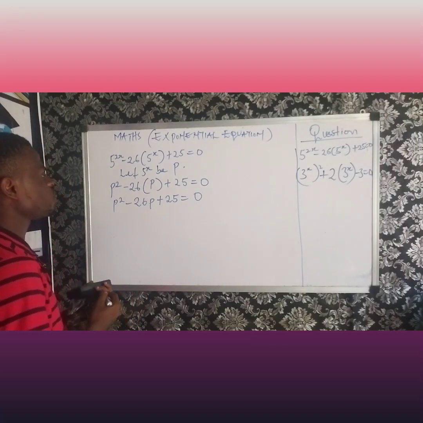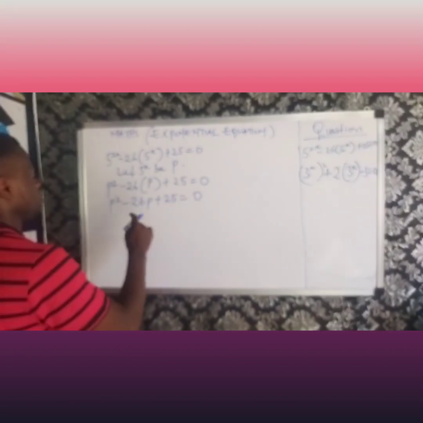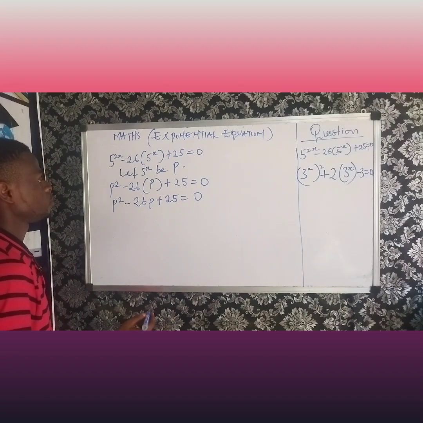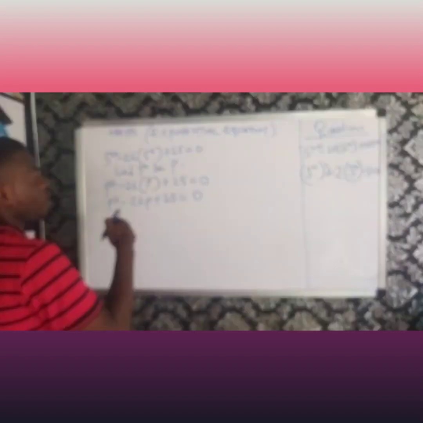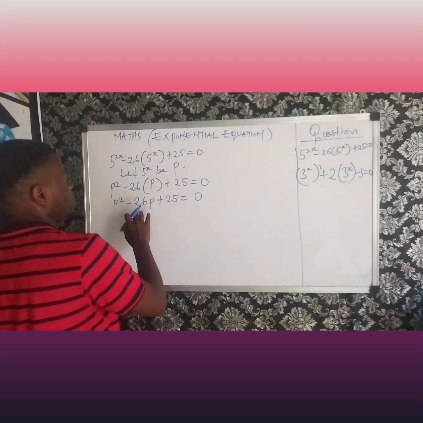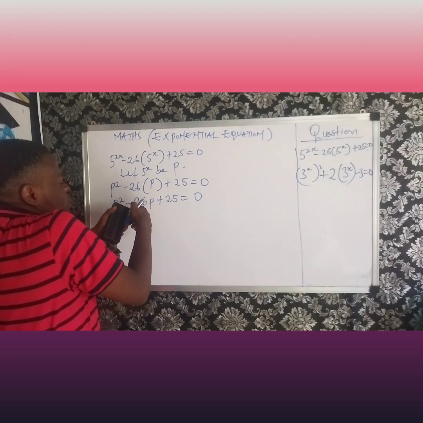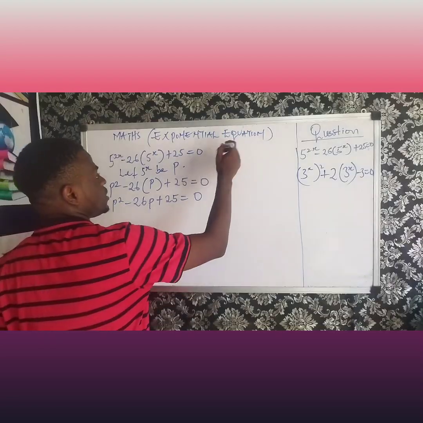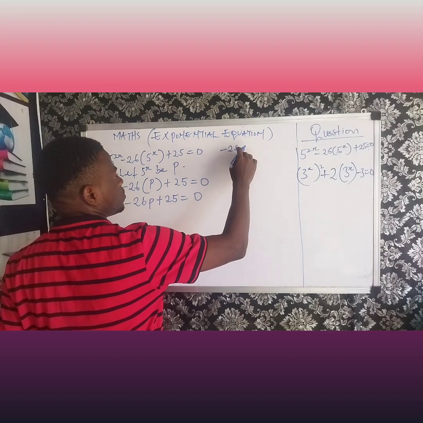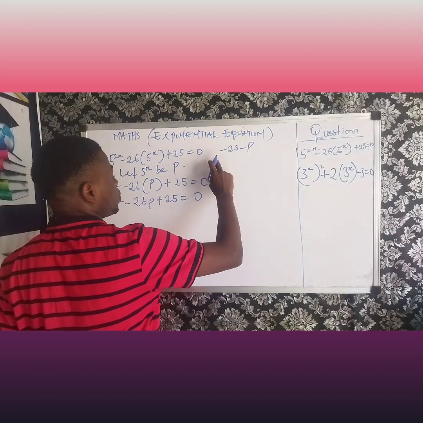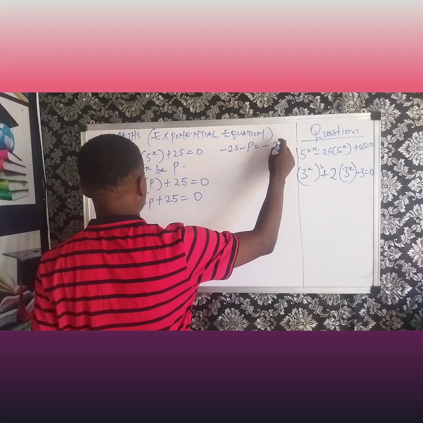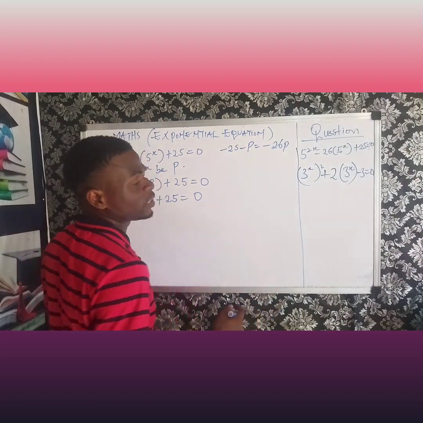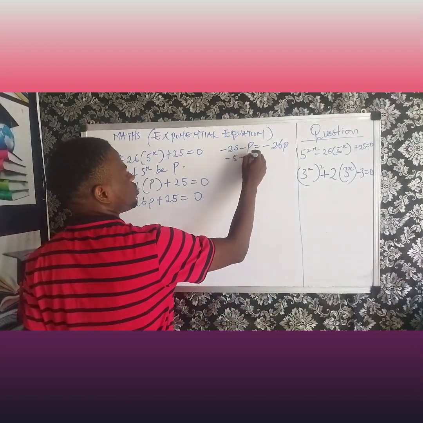We are now going to factorize this. How do we factorize it? We are going to look for numbers whose sum is 26p and whose product is 25. Look at it here: minus 25 minus p gives minus 26p, because minus 25p minus p is minus 26p.